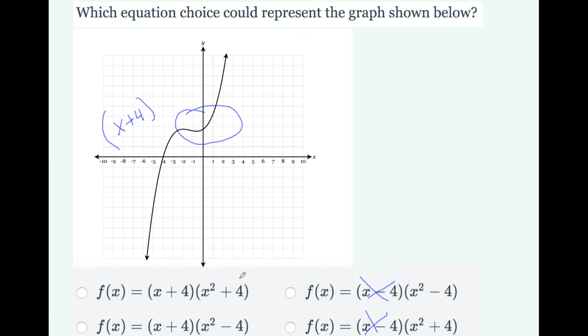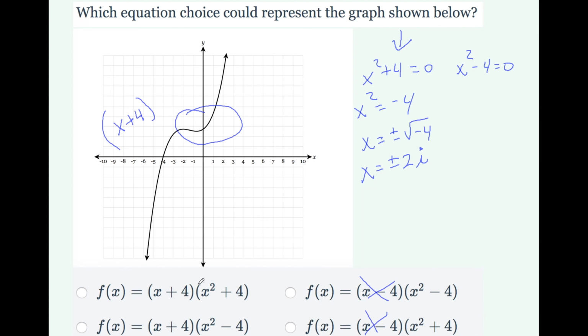All right, so I got to take these second factors, set them equal to 0. Which one's going to give me imaginary answers? This one's going to give me imaginary answers. Because I'm going to put this, x equals plus or minus the square root of negative 4. So x is equal to plus or minus 2i. So right off the bat, I know it's going to be this one.